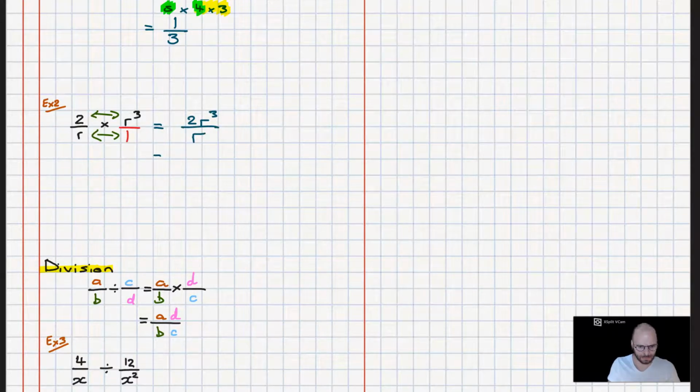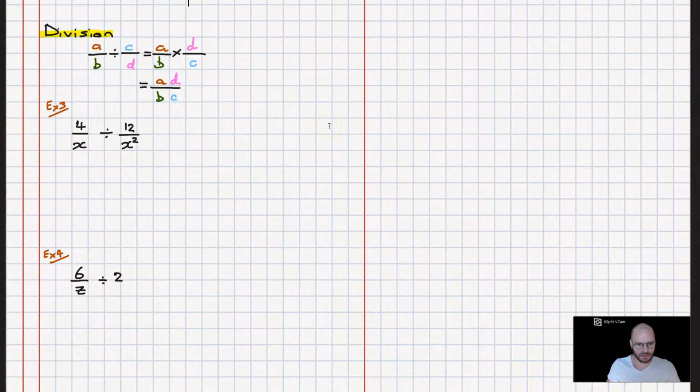Now simplifying, if you think about this r cubed up here, the factors of r cubed are r times r times r, so we have 2 times r times r times r all over r. Looking at what's common, we've got a single r here and a single r here. They're going to cancel each other out, so it's going to become 2 times r times r all over 1, and that's the same as writing 2r squared. Too easy. Alright, let's go down and do some division examples.